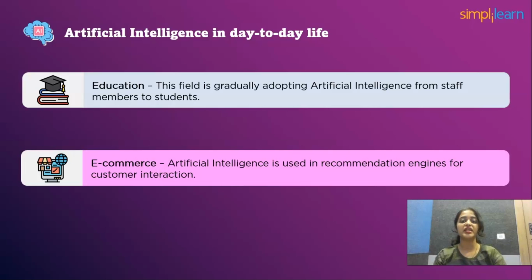E-commerce. Artificial intelligence technology makes recommendation engines possible, allowing you to interact with your customers more efficiently. Their browsing history, preferences, and interests are considered while making these recommendations. It helps you build stronger bonds with your clients and increases brand loyalty.